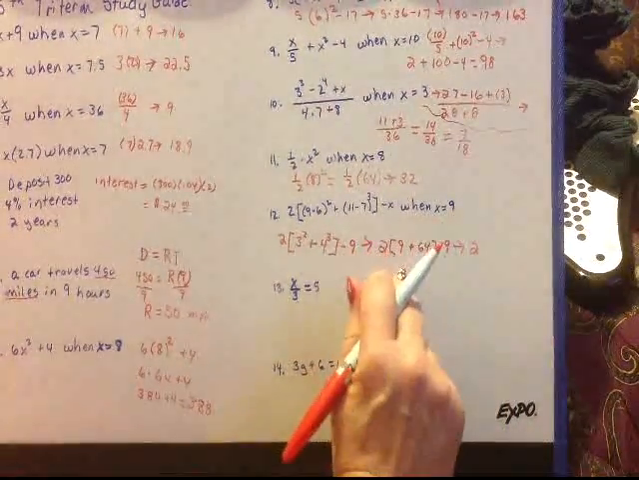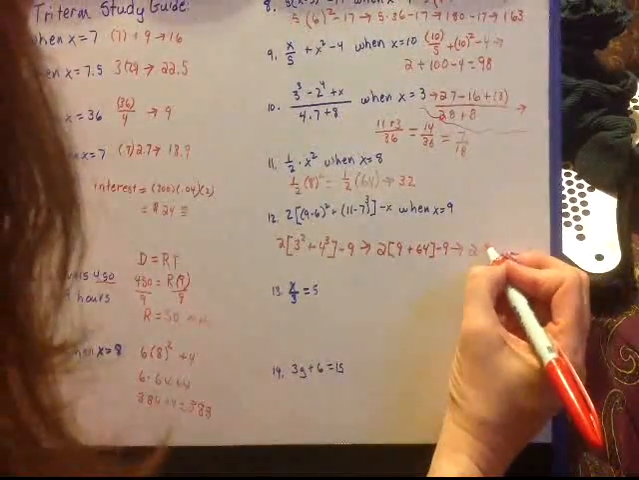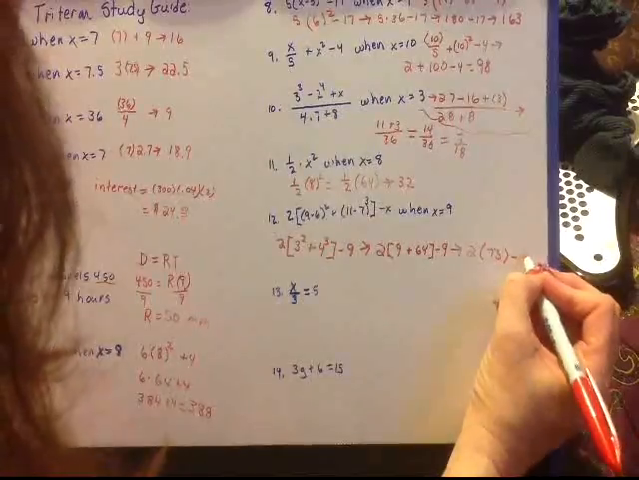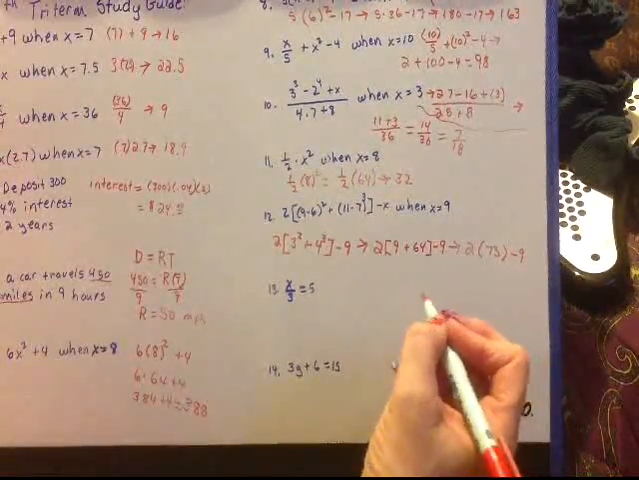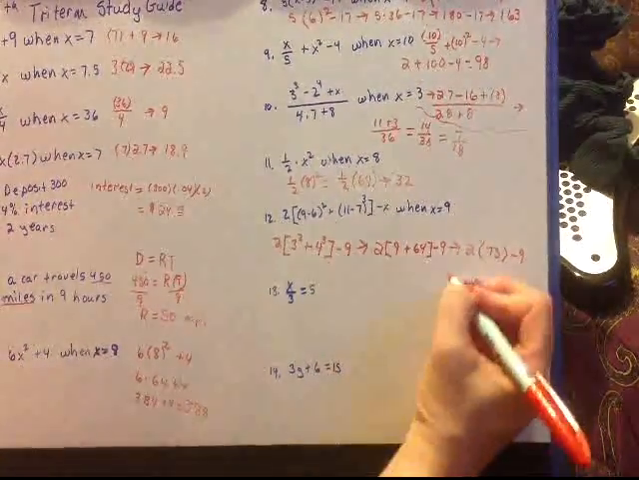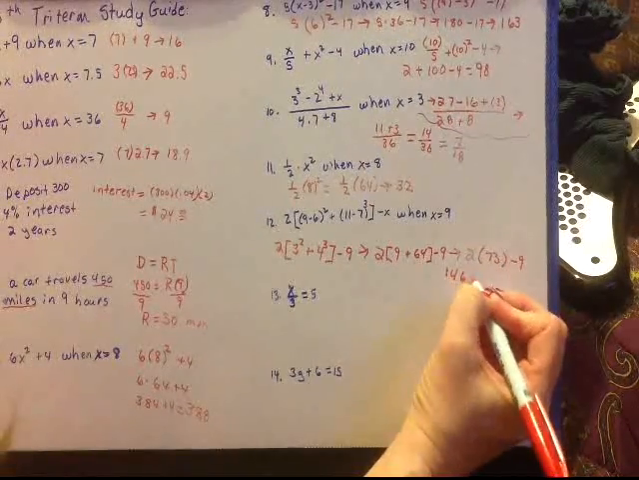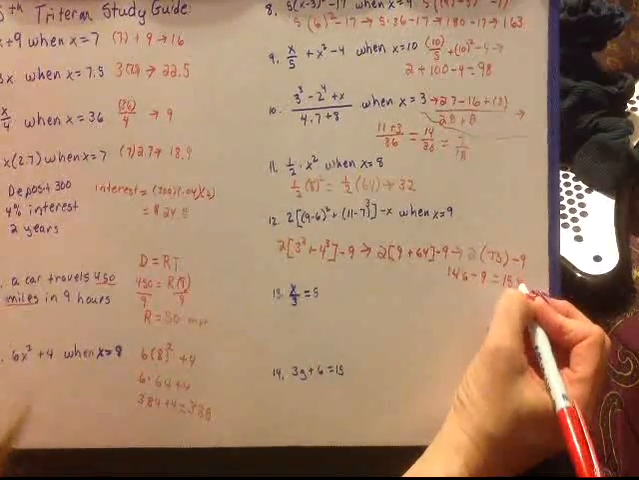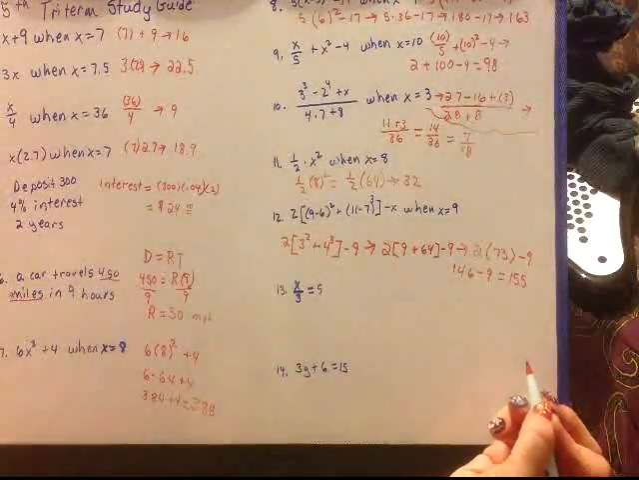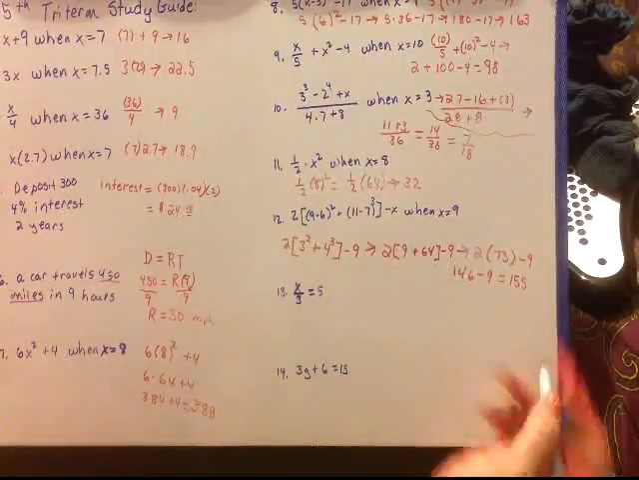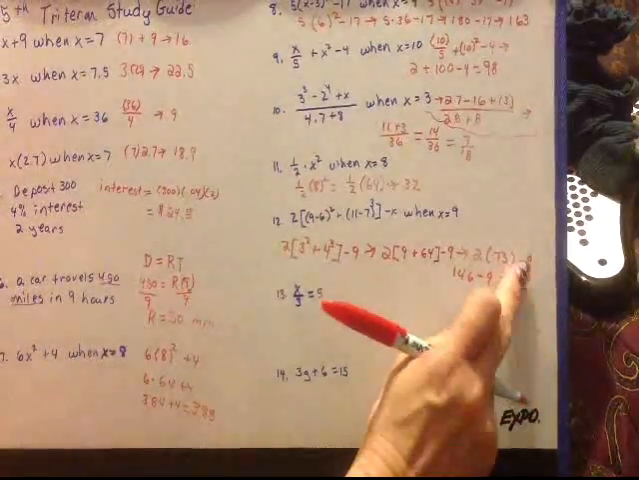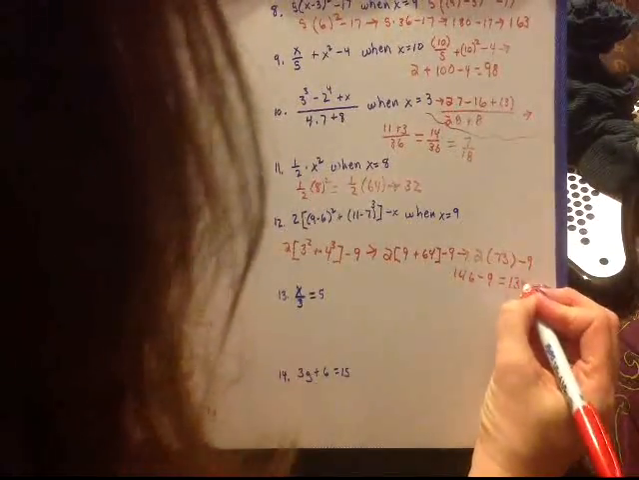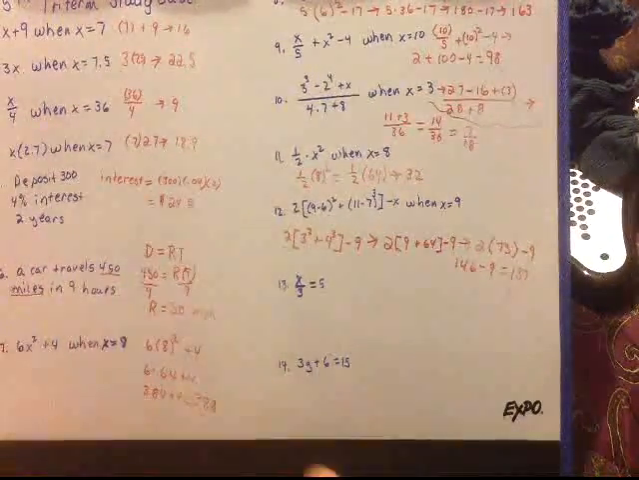2 times 9 plus 64 is 73 minus 9. And 2 times 73 is 146 minus 9 is 155. I think. No. I added 9. I didn't subtract 9. Sorry, folks. It's 137, not 155. Need to subtract, not add.